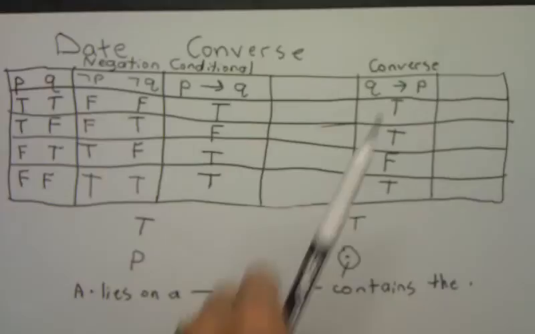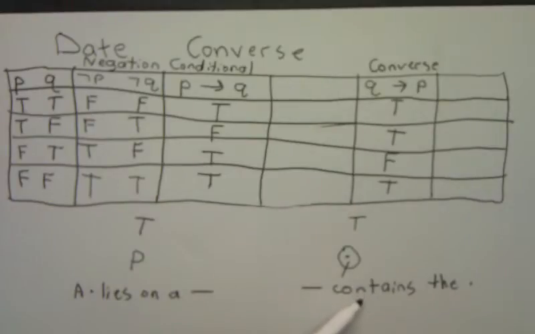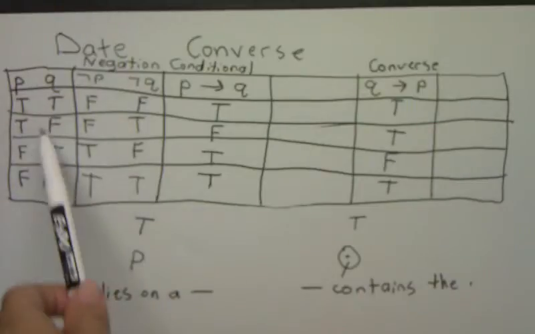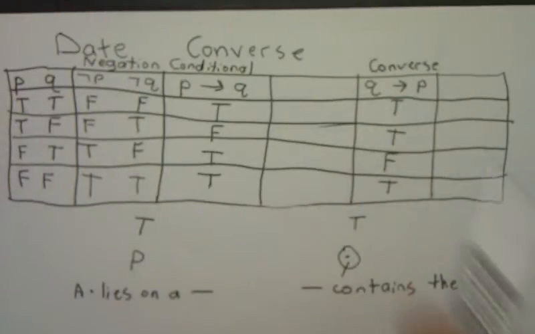Okay, now let's do the converse. If a line contains the point, so we have to assume that the first one's true, then the point lies on the line. Is that true? Yes, it is. So that's also true, so my converse is going to be true as well. So this is how we do converse.